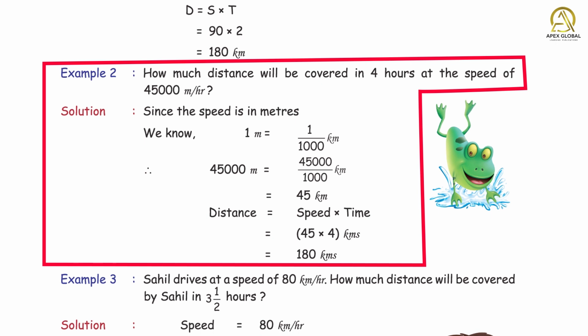Solution. Since the speed is in meters, we know 1 meter equals 1 upon 1000 km. 45,000 meters equals 45,000 upon 1000 km, which equals 45 km. Distance equals speed into time. 45 into 4 equals 180 km.